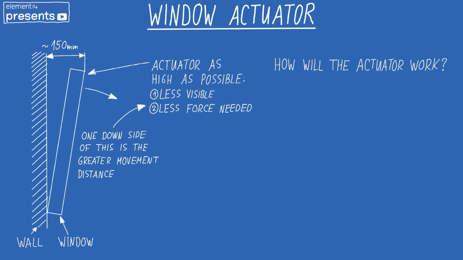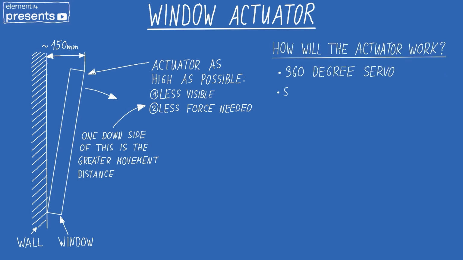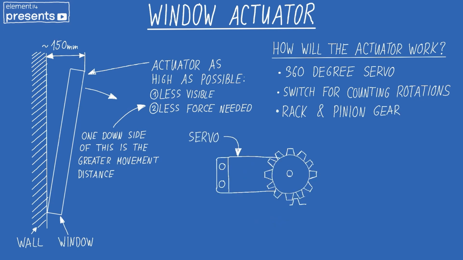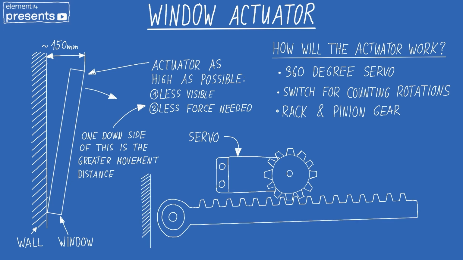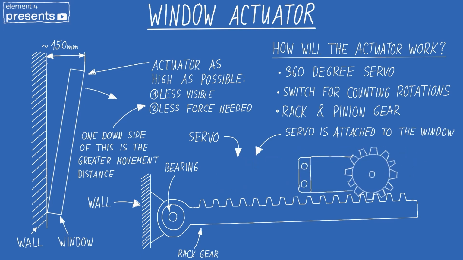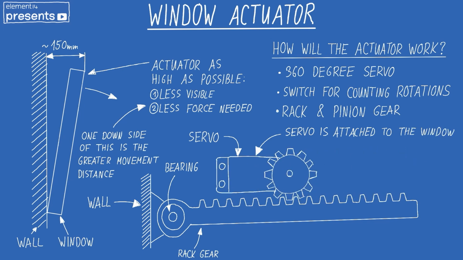So I'm gonna use the 360-degree servo like I did for the previous actuator, the same thing for the switch, and I'm gonna use a rack and pinion system. So the servo will be mounted with the pinion gear on the window itself, while the rack gear will be mounted to the window frame on a swivel or a bearing, so that when we trigger the system, the servo will travel up and down the rack gear, opening and closing the window.